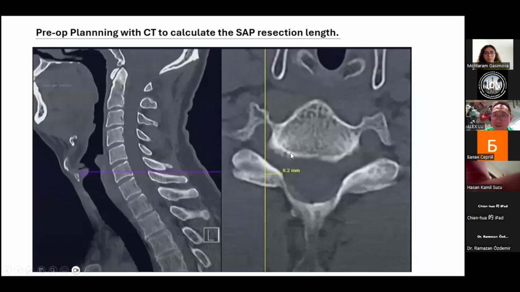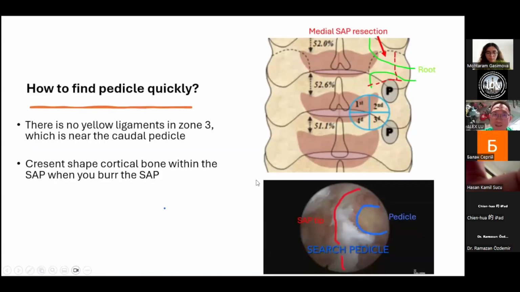So I will do the CT scan preoperatively. As you can see here, I will draw a line to plan which SAP I want to resect. I draw a line along the lateral margin of the vertebral body. Usually it's in the middle line of the vertebral foramen. And then I calculate from the facet joint, the most medial side. I cut this triangle. This is the SAP I want to resect. I plan this before operation. And after I decompress this, the foramen will be fully decompressed.